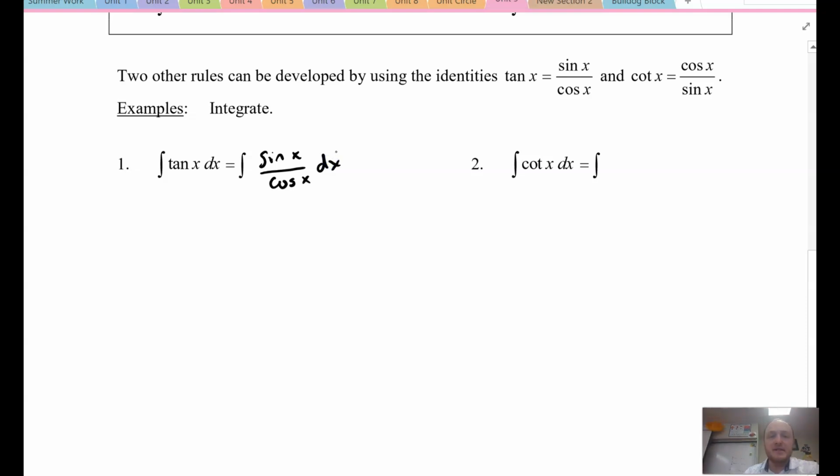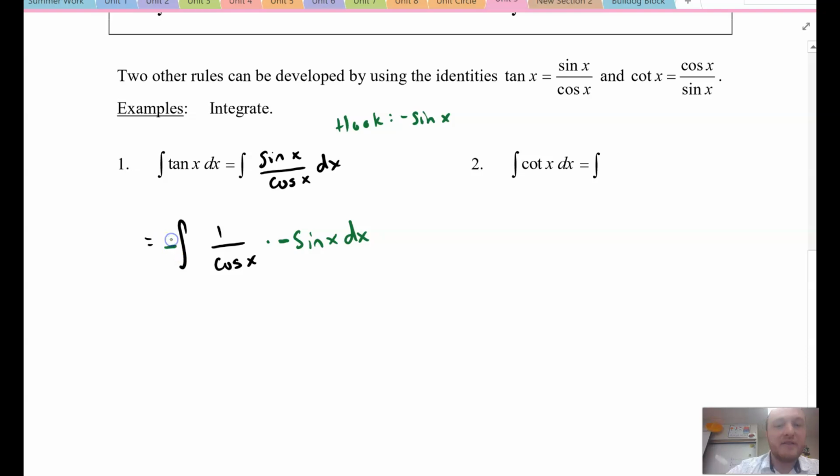Now what I want you to see is the hook for cosine of x. What's the derivative of cosine of x? That is negative sine of x. So I rewrite this as the integral of 1 over cosine of x times, I'm going to include out here my sine of x dx, and I also need a negative, so I'm going to drop in my negative 1 and then a negative out front.